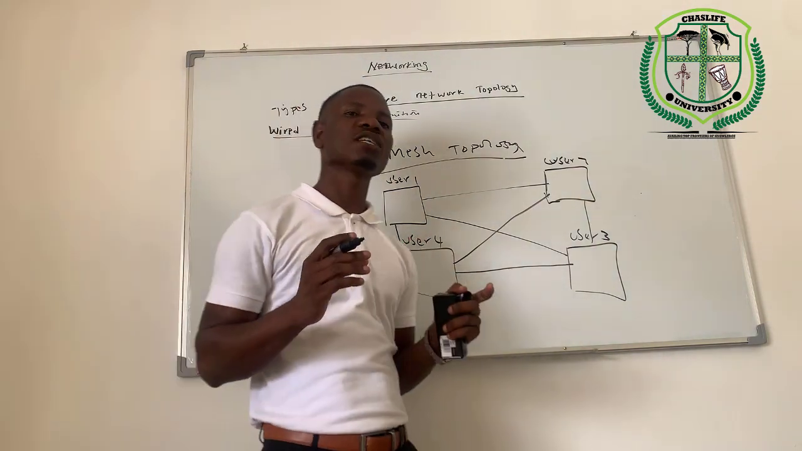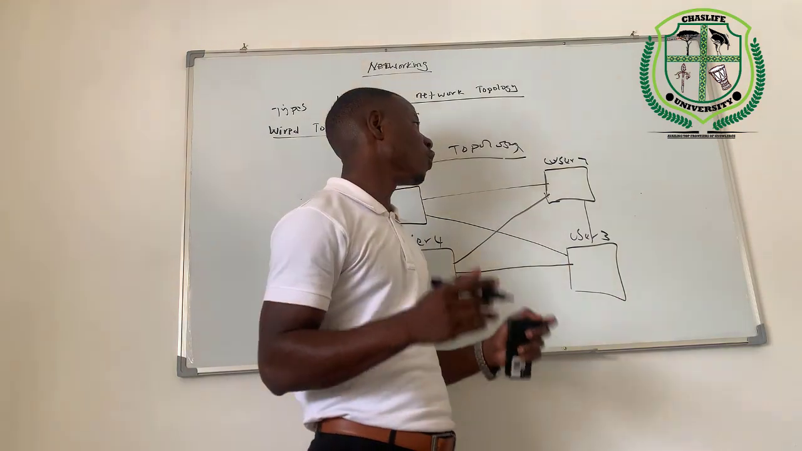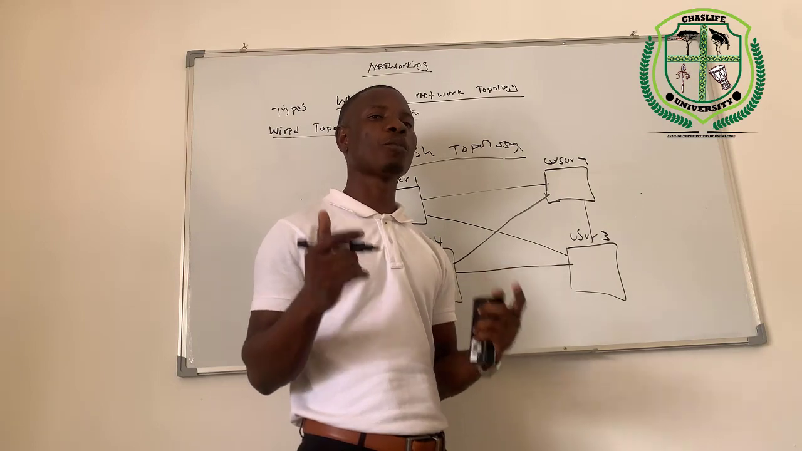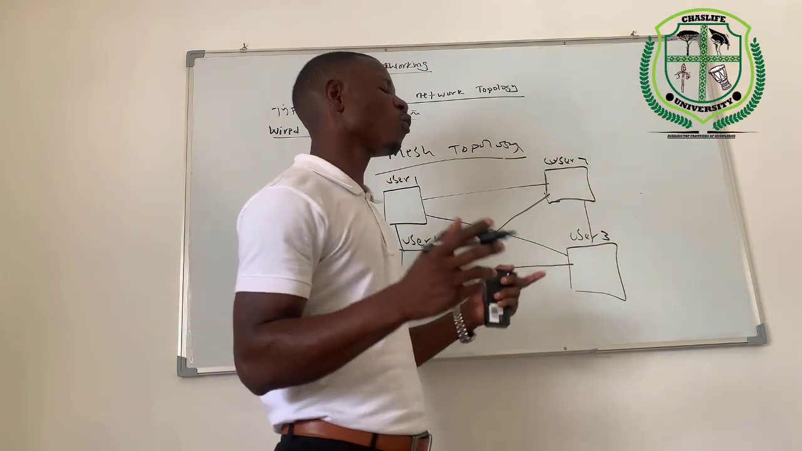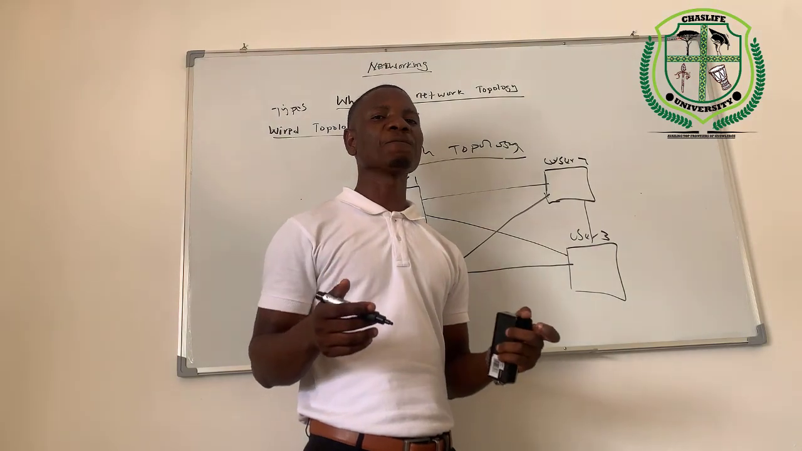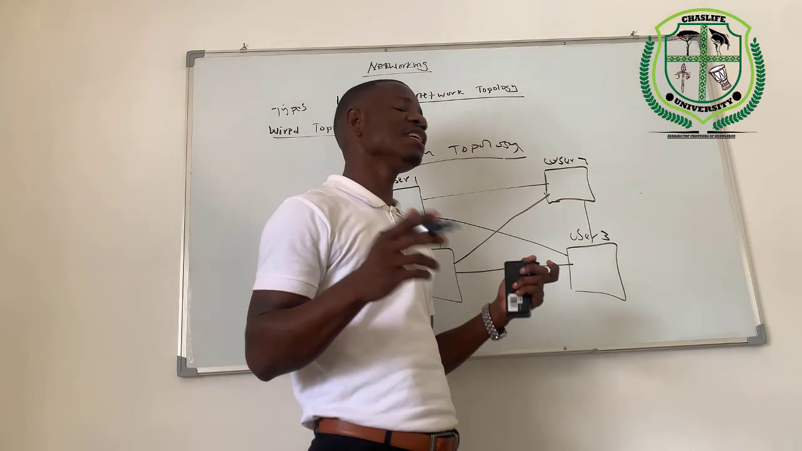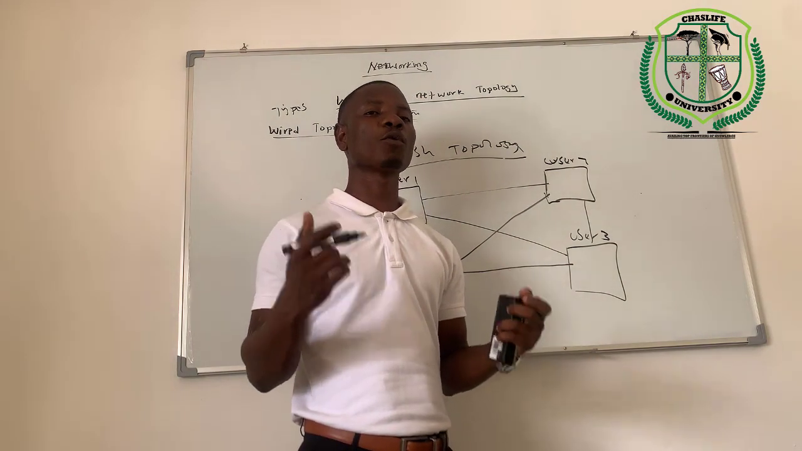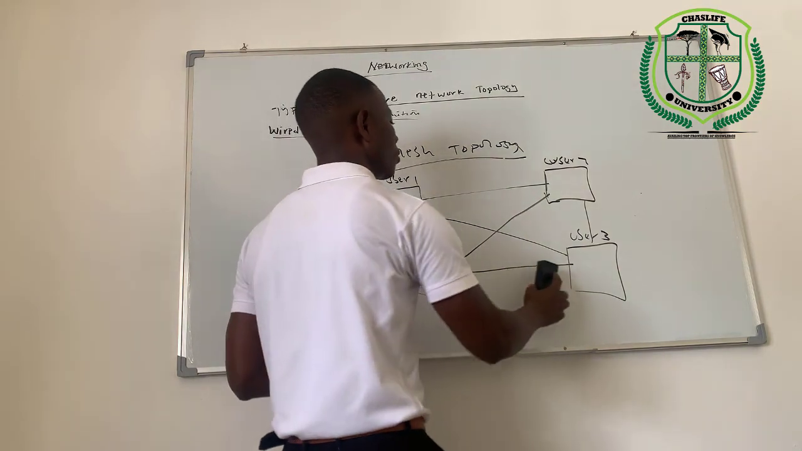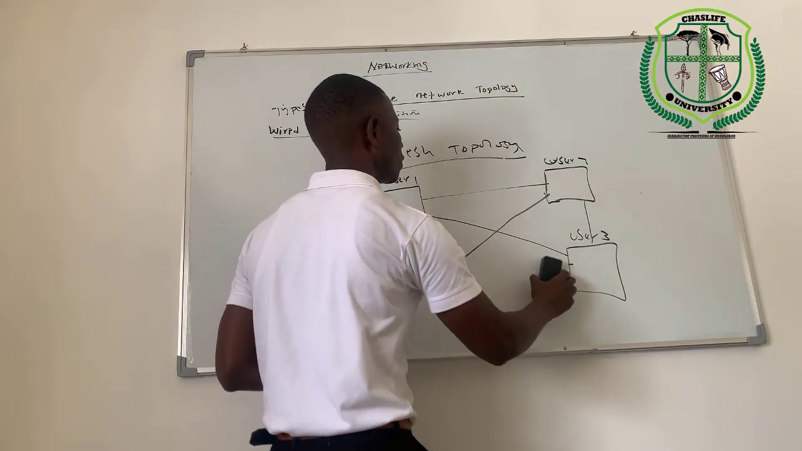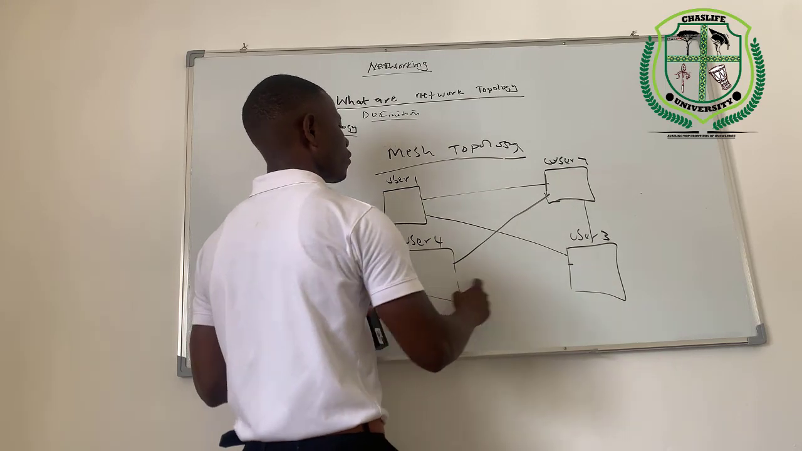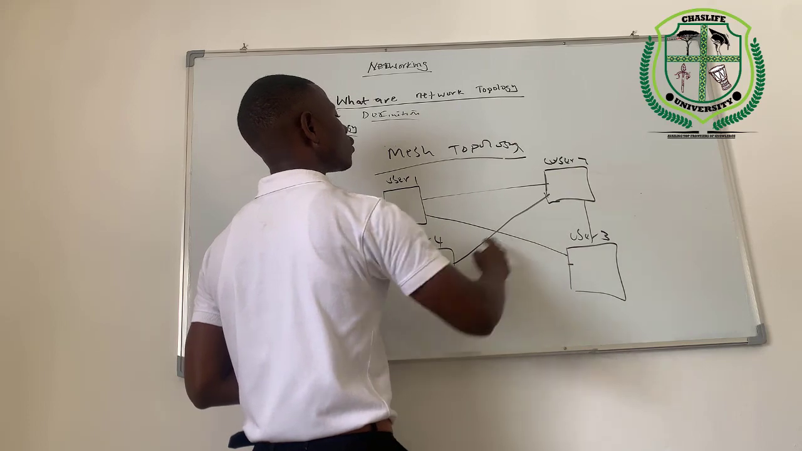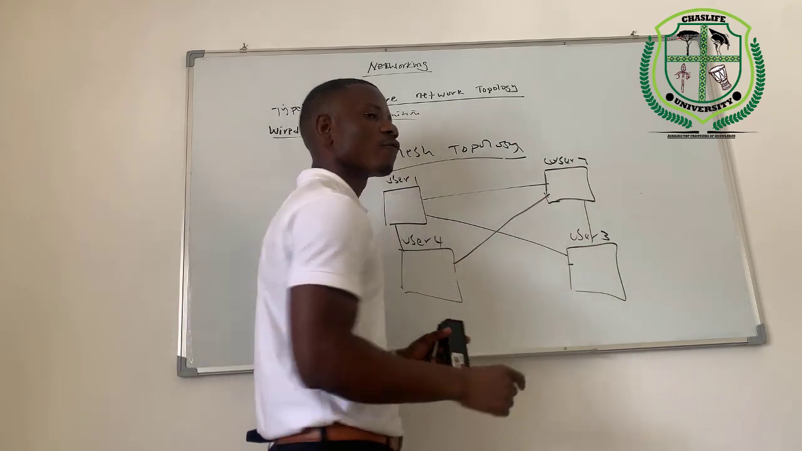All the computers are connected to each other under mesh topology. Since all computers are connected to each other, it is very easy to prevent failure in a mesh topology. Let's say, for instance, there is a problem in this cable that connects this computer to this computer. Even if this cable is not connected, this computer here will not be affected. It will still receive the transmission of data from other wires.